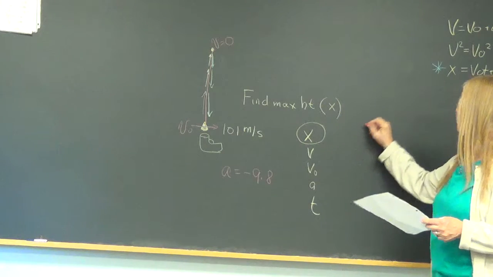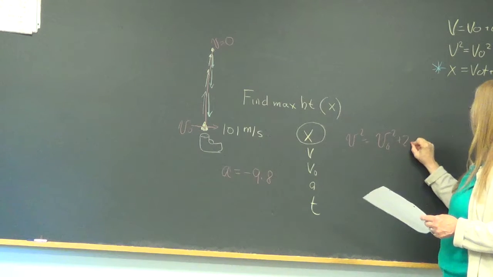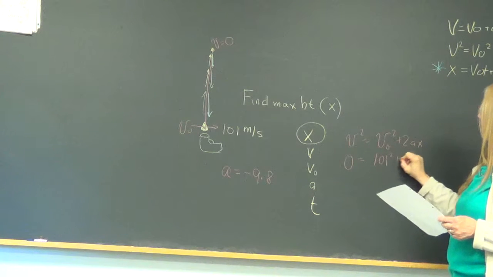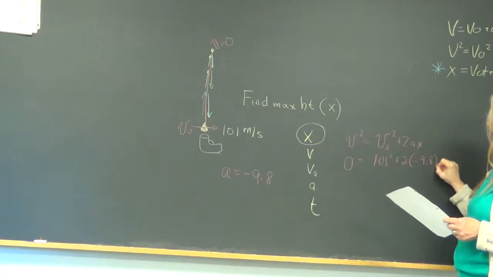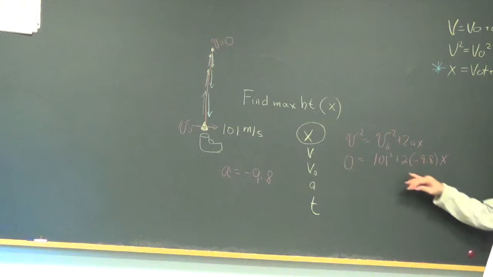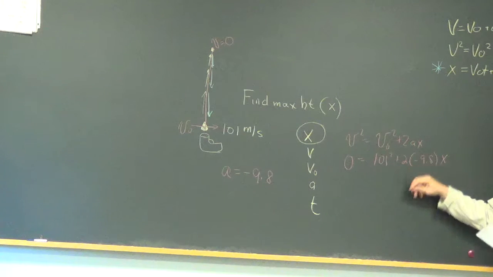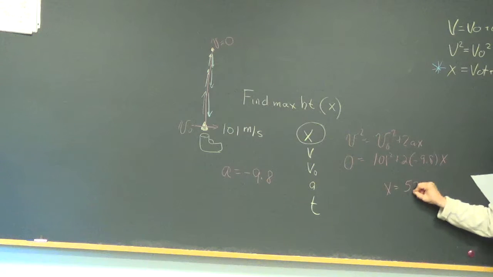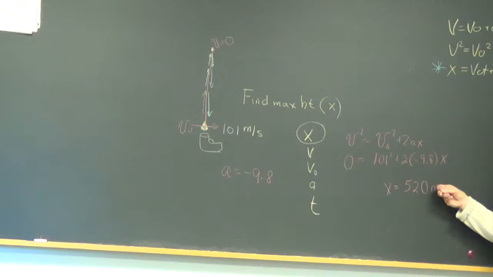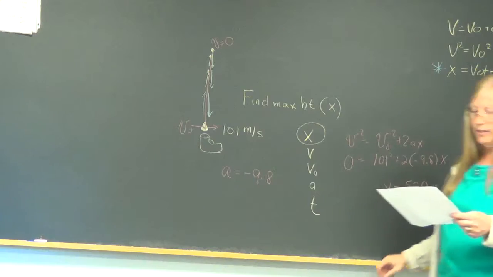Here's what I have seen, using the second equation: 0 equals 101 squared plus 2 times negative 9.8 times x. All right, there we go. Okay. You have to square this, move it over where it becomes negative, and divide by that. Square what? You got 520, right? Alright, are you on board, Jonathan? Yes, ma'am. I got it. How about Dimitri? Yeah. Kevin? I got it. Alright. Drew?